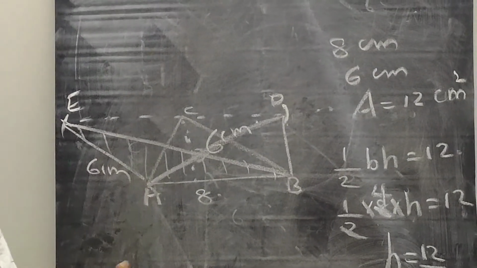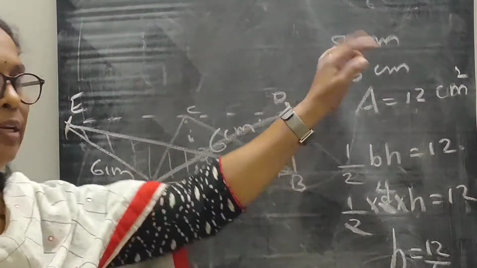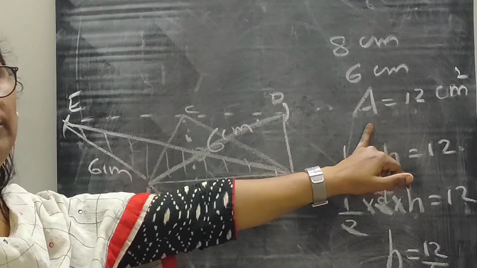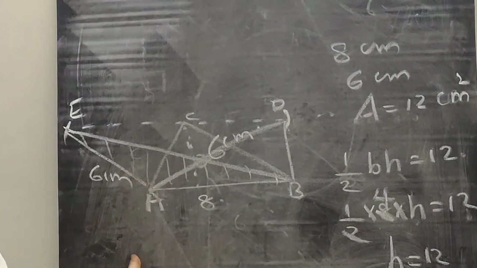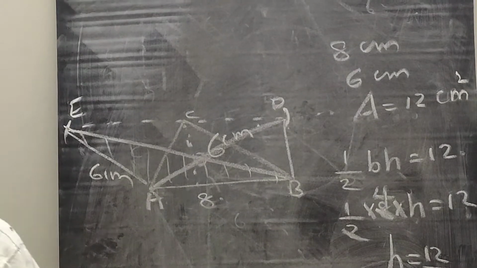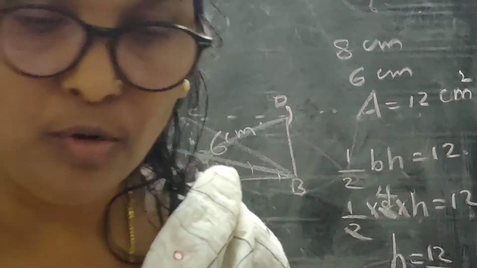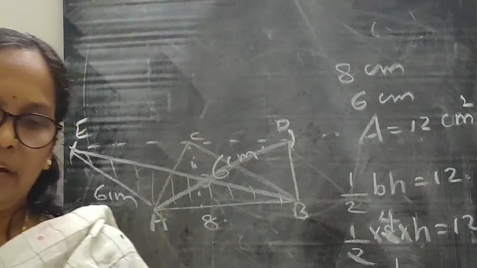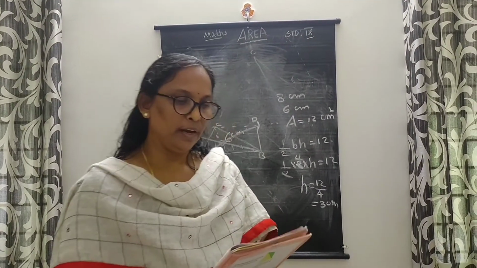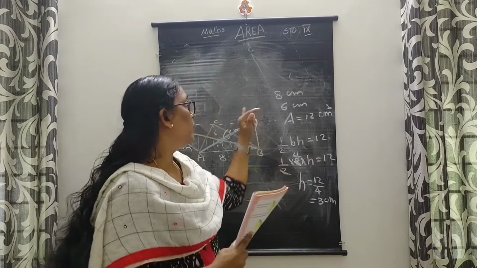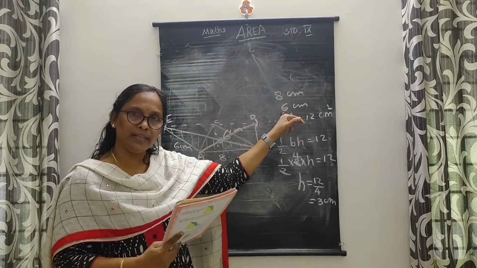So using the measures 8 and 6 centimeter and the area 12 centimeter square, we can draw two triangles like this. This is the next question. And in that question, one more: what if the area is to be 24 square centimeter? Area 24 square centimeter. That is, sides are the same, 8 and 6.